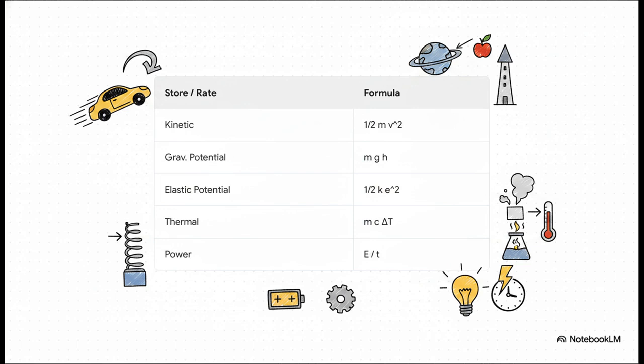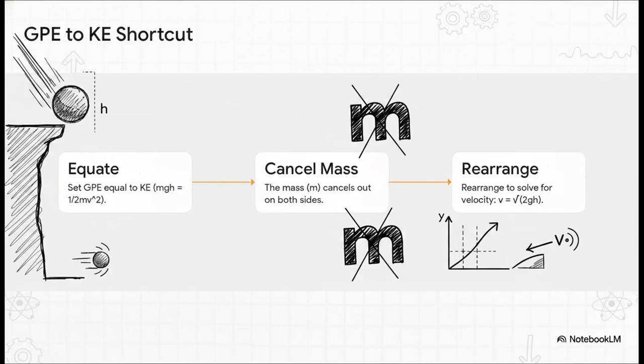For thermal energy, it's mass times C times the change in temperature. And that C is crucial. It stands for specific heat capacity, which is just the energy needed to raise 1 kilogram of a substance by 1 degree Celsius. Finally, power. Power isn't actually a store, it's a rate. It's simply the energy transferred divided by time, and we measure that in watts, which are really just joules per second.